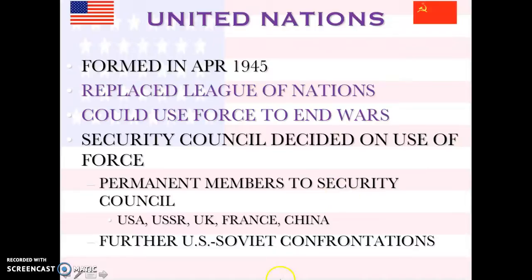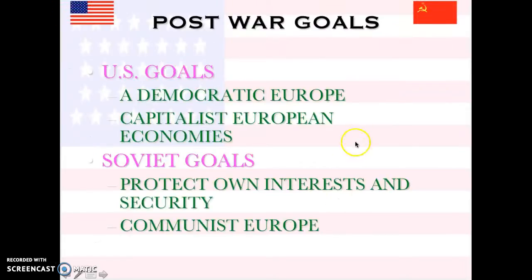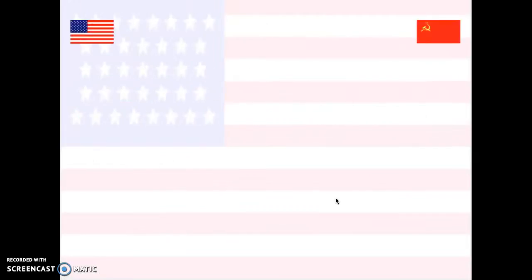All right, so here's the permanent members, and you can see the Soviet Union and the United States are both on it. So interesting. So why are they at odds? The U.S. goals, they want a democratic Europe and a capitalist European economy. Soviets want to protect their own interests and security, and they want a communist Europe. So this is going to cause a problem.